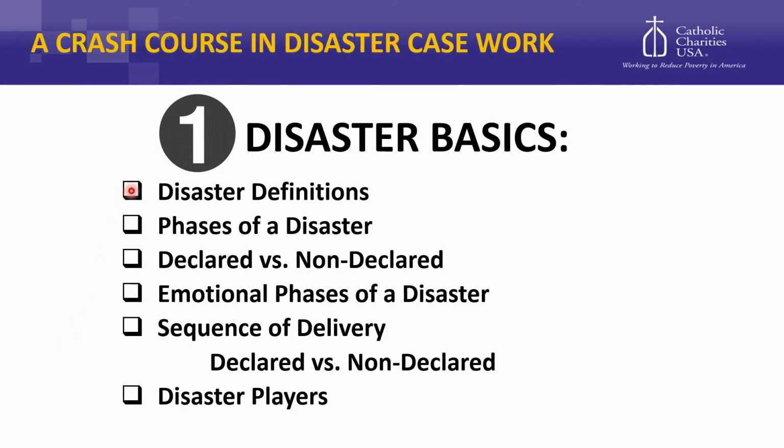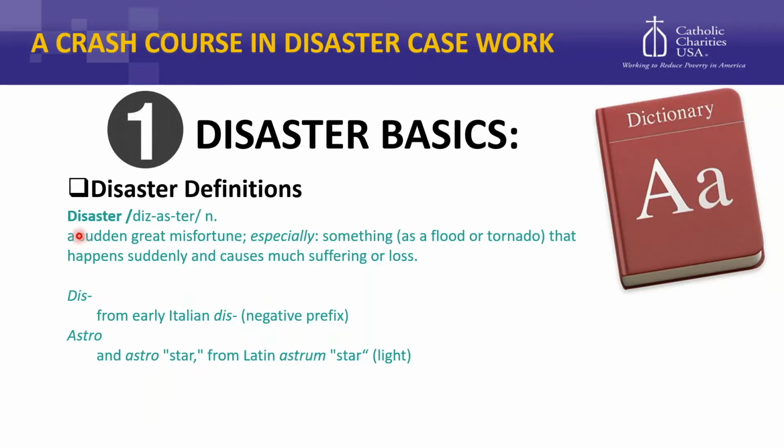In this section, we'll give you a definition of a disaster. We will discuss the phases of a disaster. We will speak about the declared versus a non-declared disaster. What are the emotional phases of a disaster? The sequence of delivery and declared versus non-declared, and who are those disaster players? So, definition of disaster. Let's start there. A sudden great misfortune, especially something such as a flood or a tornado or a fire that happens suddenly and causes much suffering or loss.